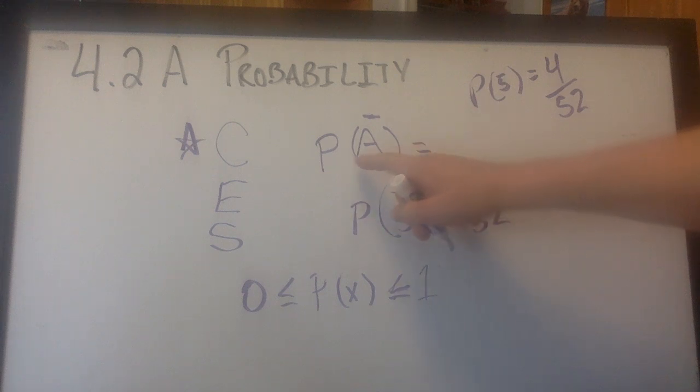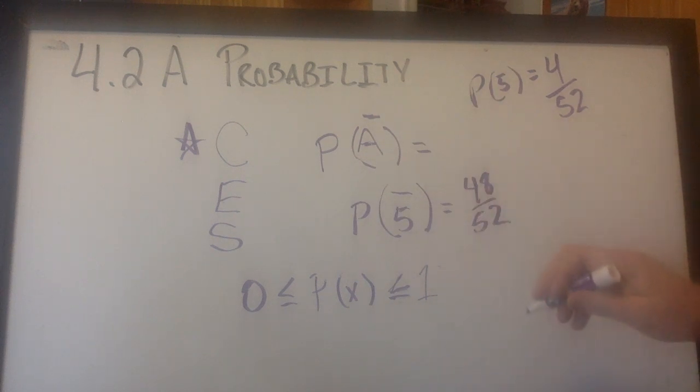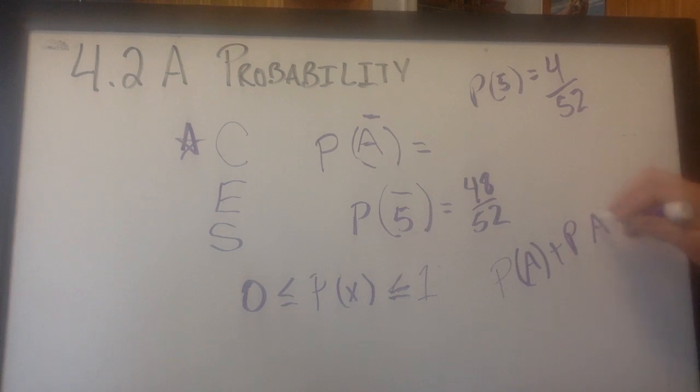So the question is, is there some kind of a math formula between these two? And the answer is sure. The probability of A plus the probability of not A is equal to 100%. Because this is you are successful, and this must mean you are a failure. And when you do all that, you get a 1.